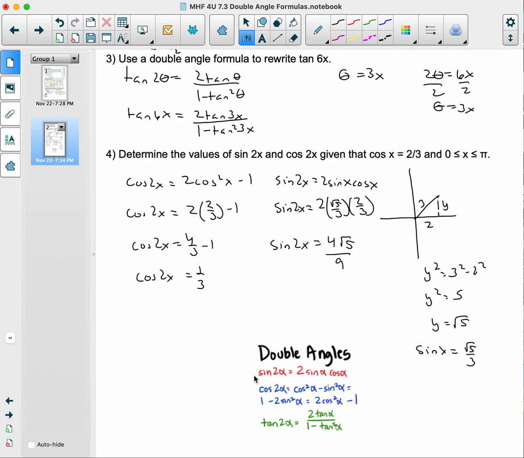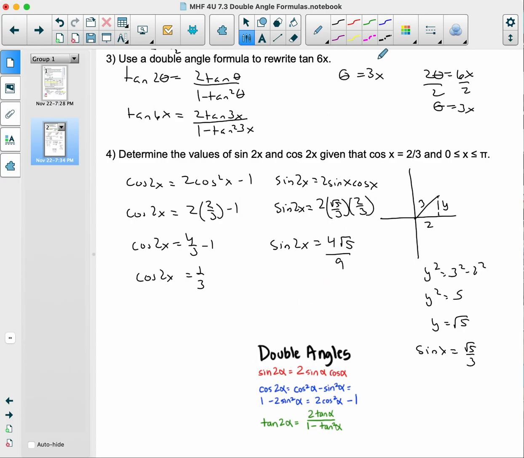You're not trying to solve for x, you're not trying to find the angles. That's where that interval really, really matters. But right now, we're good. We found our values. Everything is positive because we know we are in quadrant 1. Okay, so that is that.